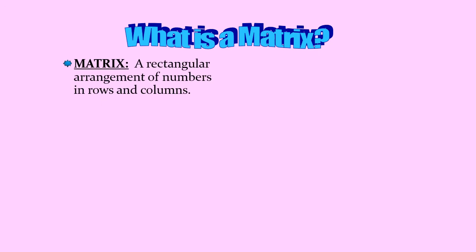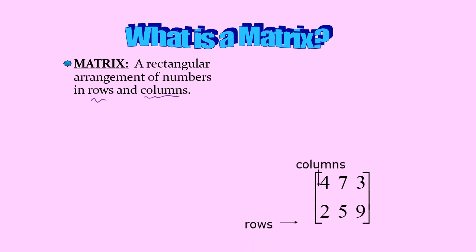So what is a matrix? A matrix is a rectangular arrangement of numbers in rows and columns. For example, 4, 7, 3, 2, 5, 9. Where is the column? The column is going to the bottom. So from top to bottom, we count it as 1 column. How many columns for this example? Yes, we have 3. This is column number 1, column number 2, column number 3.